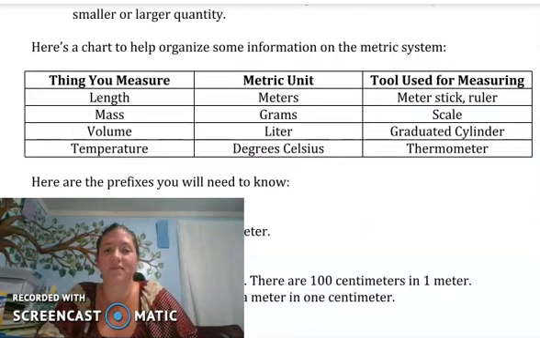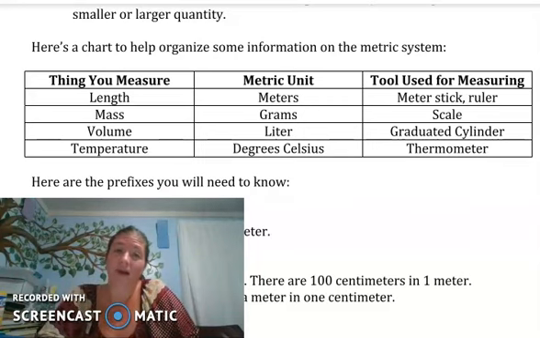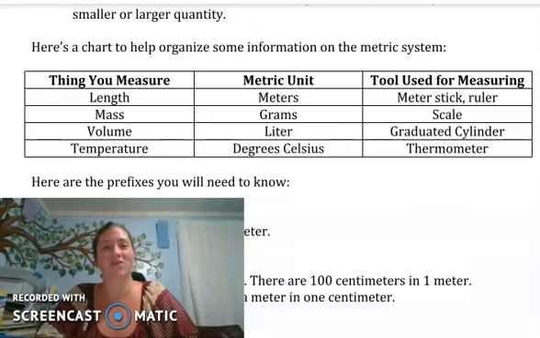Now, we do use some of these things to measure. Length is usually measured in meters, and the way we measure it is typically the meter stick or a ruler. There are some digital tools out there that will automatically measure. However, rulers and meter sticks are our primary tool. When we measure mass, or the amount of matter, we use the unit of grams. And we use some sort of scale, the triple beam balance, but the electrical scales work well for this too.